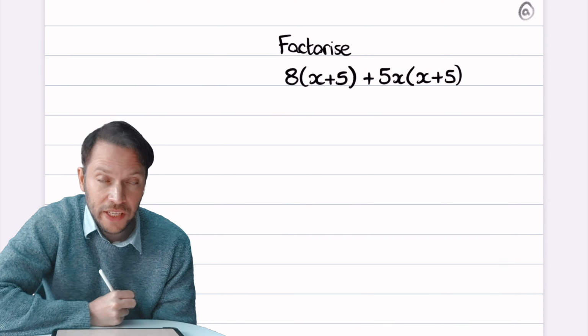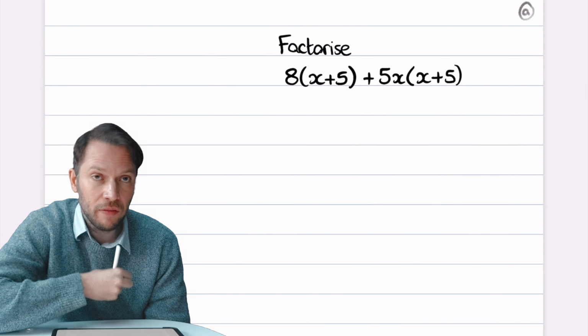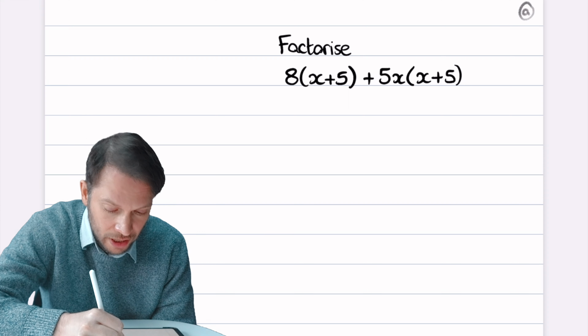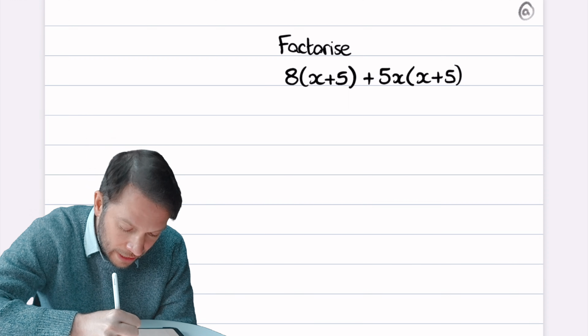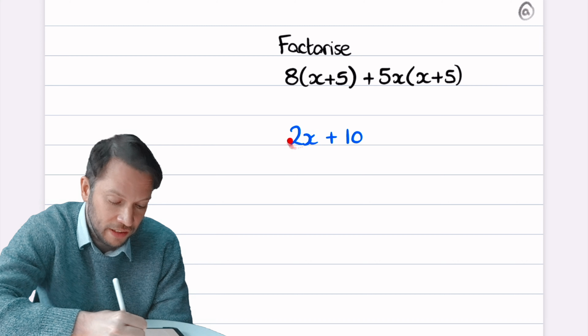Hi, in this first video on factorising harder expressions, we're going to look at where we can factorise out a whole bracket. Now let's just remind ourselves how we factorise usually when we're factorising out a common term. Let's just say that I had, say, 2x plus 10. What we do is we look, is there a common factor between the 2x and the 10?